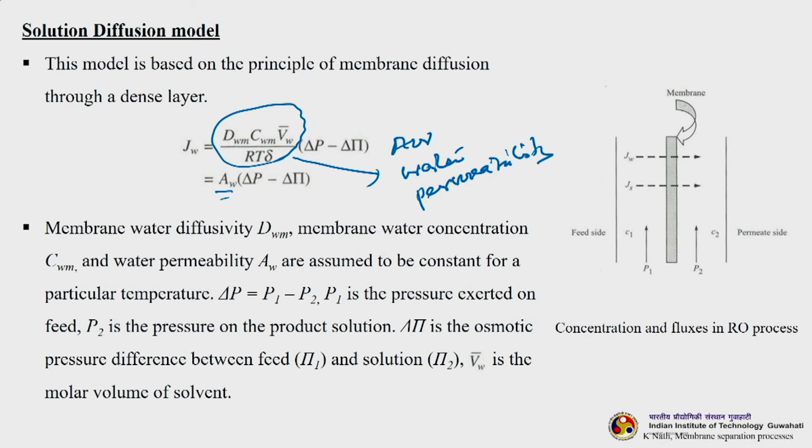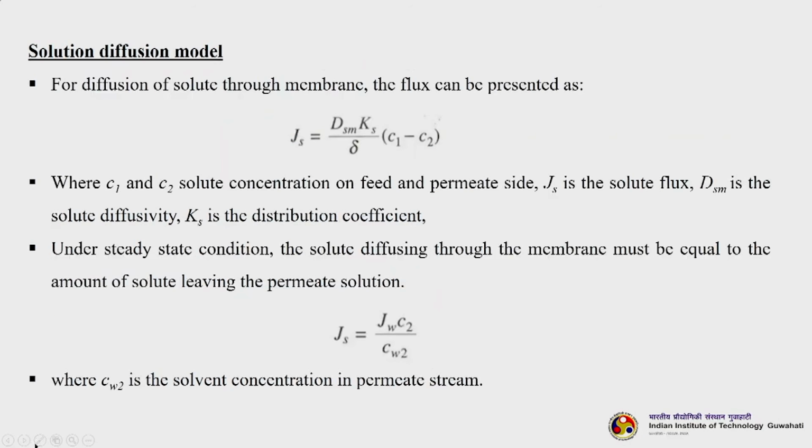Dwm is the membrane water diffusivity, Cwm is the membrane water concentration, delta P equals P1 minus P2, delta pi is the osmotic pressure difference and Vw is the molar volume of the solvent. We can write the salt flux equals Dsm Ks by del into (C1 minus C2), where C1, C2 are solute concentrations of the feed and permeate side, Js is the solute flux, Dsm is the solute diffusivity and Ks is the distribution coefficient.